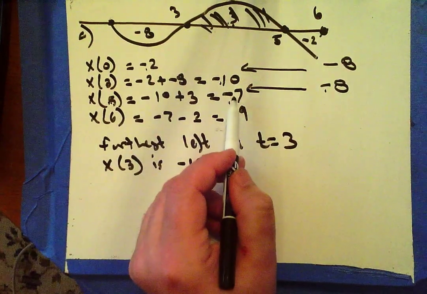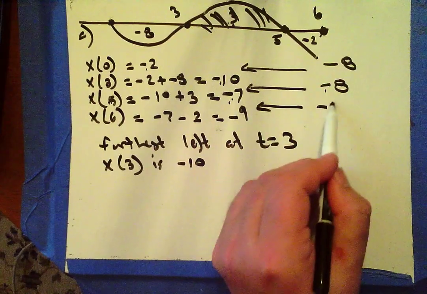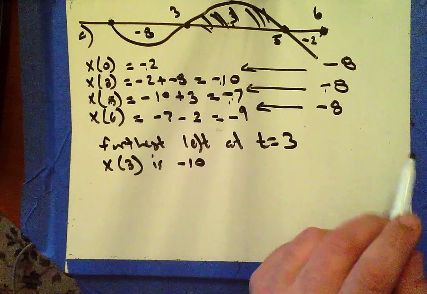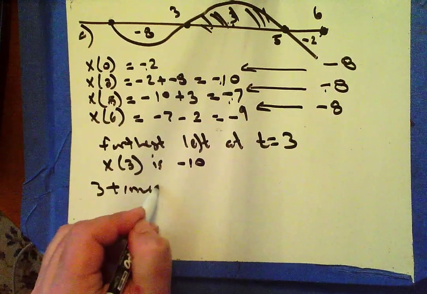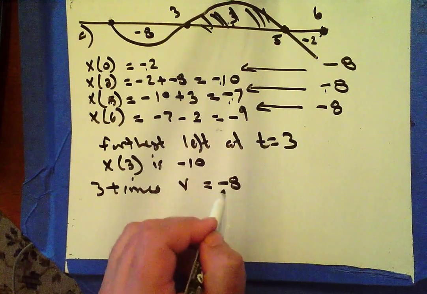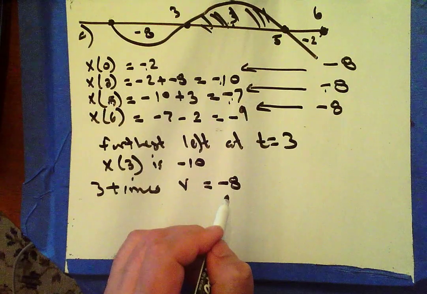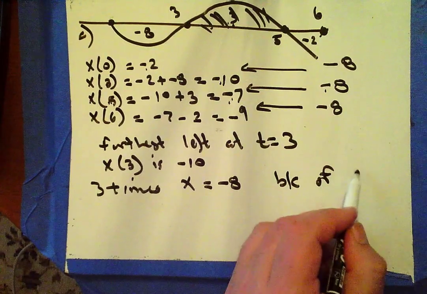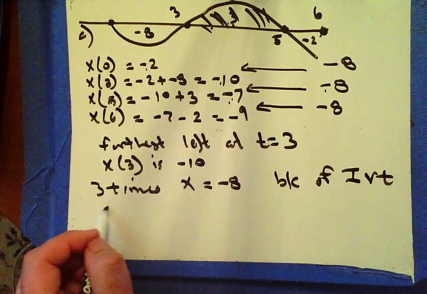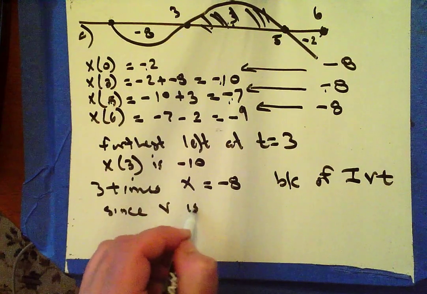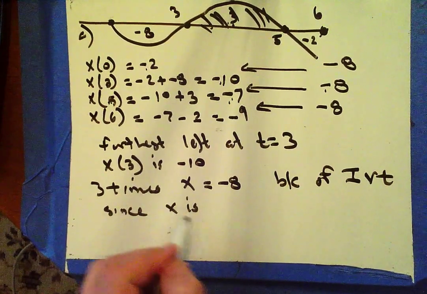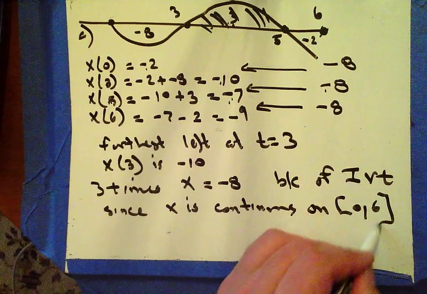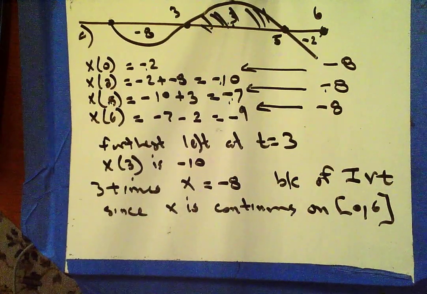And then finally I notice going from negative 7 back to negative 9, we must pass through negative 8 a third time. And so how many times? 3 times. 3 times v equals negative 8. No, x. x equals negative 8 because of IVT, since x is continuous on 0 to 6. Okay, there's part B.